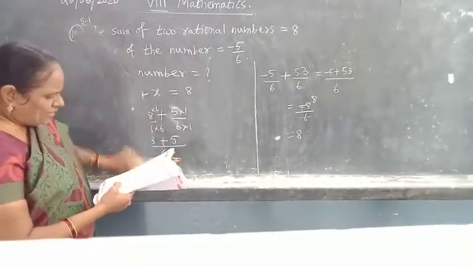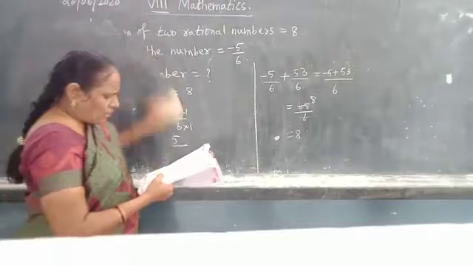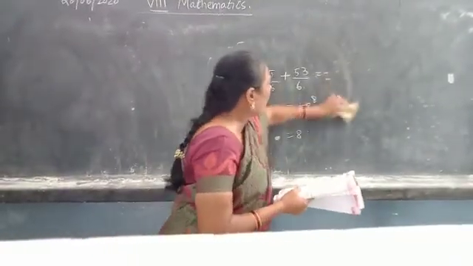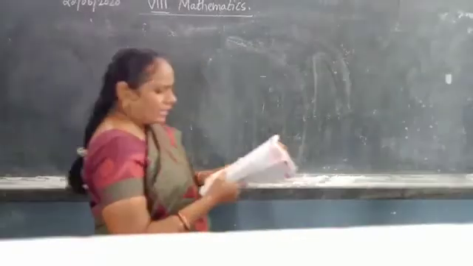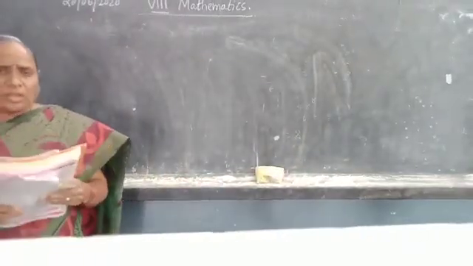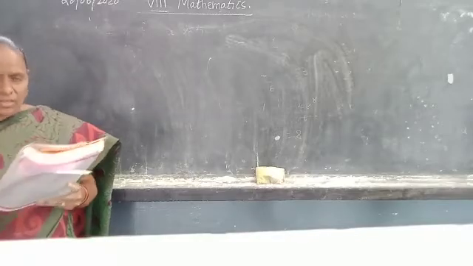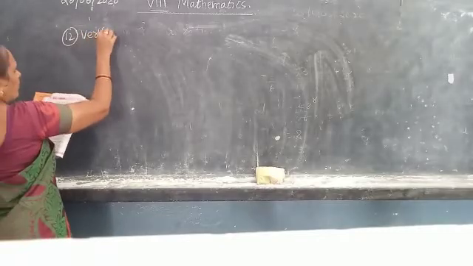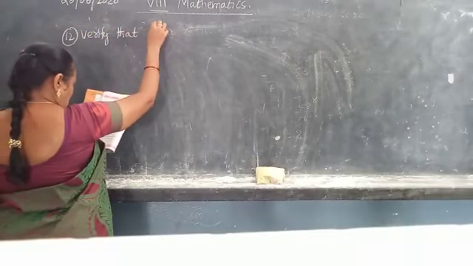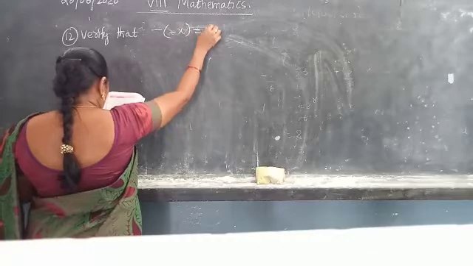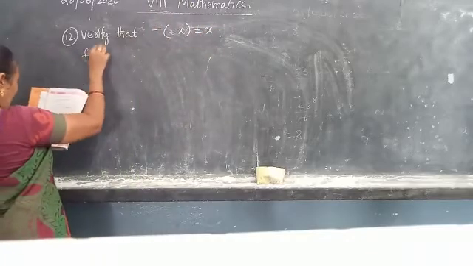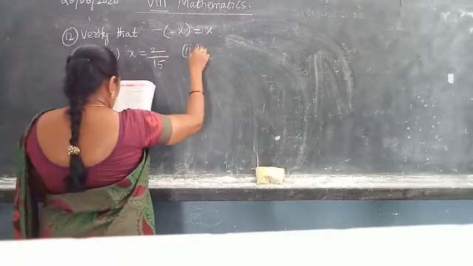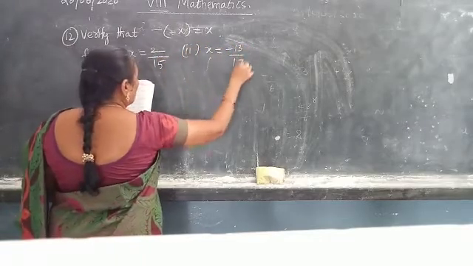Next, the 11th question: is subtraction associative in rational numbers? Explain with an example. That we have done already when we were telling the properties of rational numbers. You can go through the reader and solve it. And see the 12th one. Verify that minus of minus x is equal to x, for the values x equals 2 by 15, and second one x equals minus 13 by 17.